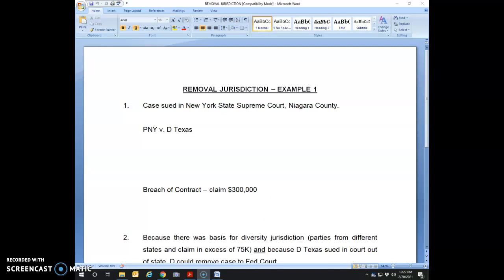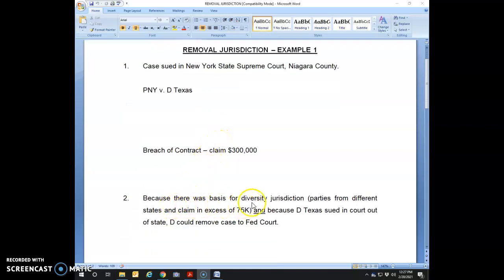How can it do so? Because there was an independent ground for federal jurisdiction, namely diversity. You've got diversity jurisdiction: plaintiff New York, defendant Texas, claim in excess of $75,000. And there's a wrinkle: the defendant must be from out of state for there to be removal based on diversity jurisdiction. Well, the defendant Texas was sued in a court out of state, namely New York, and therefore it could remove the case to federal court.